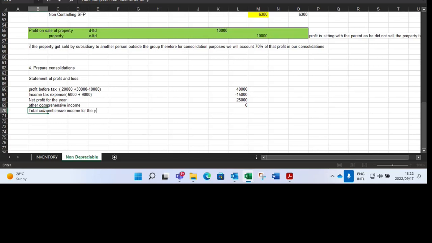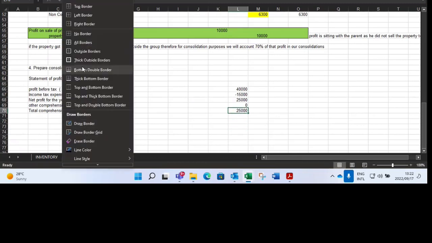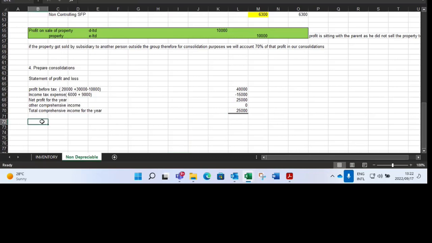For the year, which will still remain as 25,000. Then we close it. Now we must account those attributable to owner of parent and non-controlling.